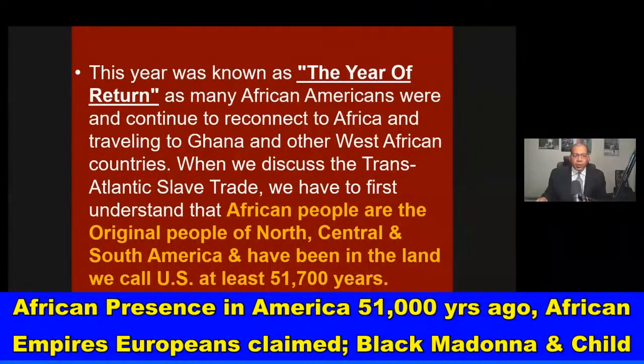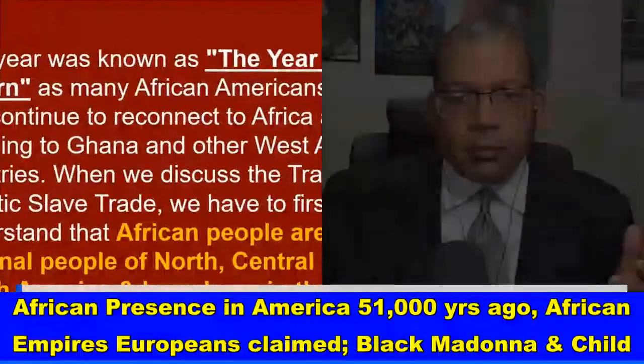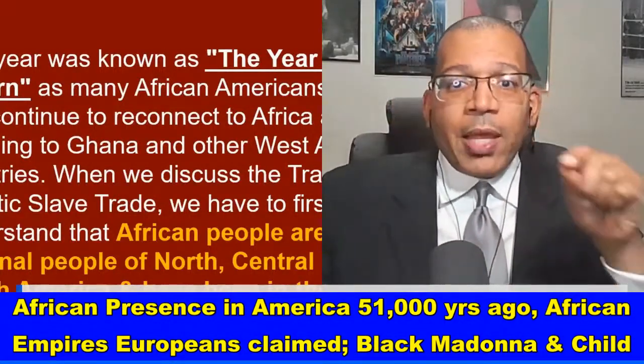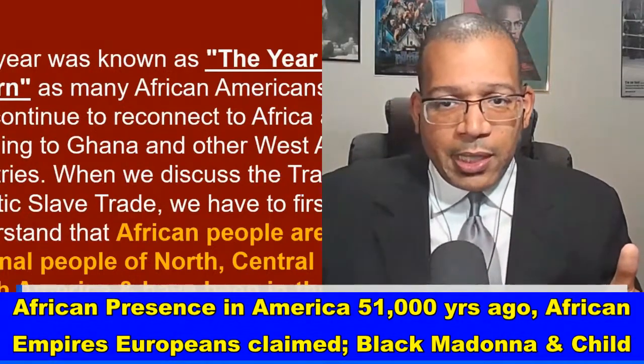countries. When we discuss the transatlantic slave trade, we first have to understand that African people are the original people of North, Central, and South America. We've been in the land that we call the United States of America going back at least 51,700 years. Now, this does not mean that the transatlantic slave trade did not happen. Yes, it did. We have to understand thousands of years of history that lead up to the transatlantic slave trade taking place.